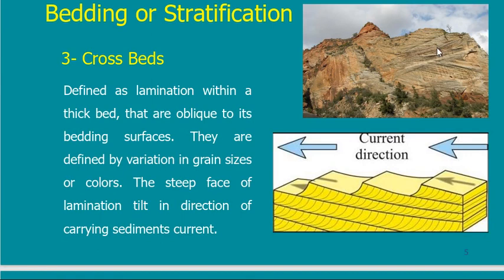Another type is called cross beds. Look at this. If you concentrate, you will find that there is a tendency for layers going in this direction, and there are other layers going in this direction. So if you look at the presentation, these horizontal ones are the main stratifications. And these nearly vertical ones are another type of beds.